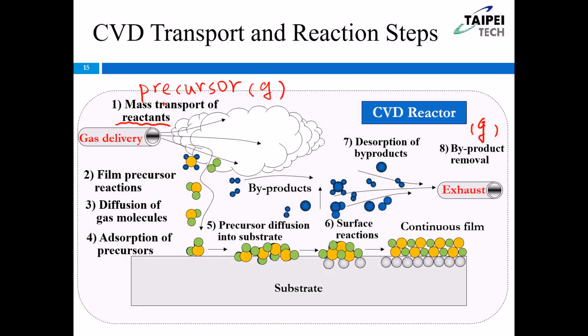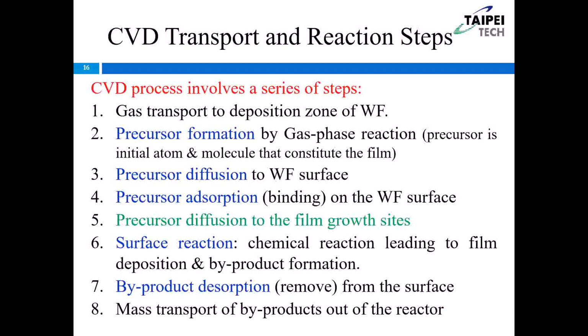And then, finally, the thing you want to deposit will be the solid phase. Only the thing we want to deposit on the silicon wafer is the solid phase. Other byproducts will be gas phase, and the reactant or precursor is also gas phase. Okay. So you can see all of the sequence, okay, by yourself. We do have steps 1 to 8, so you can read by yourself.